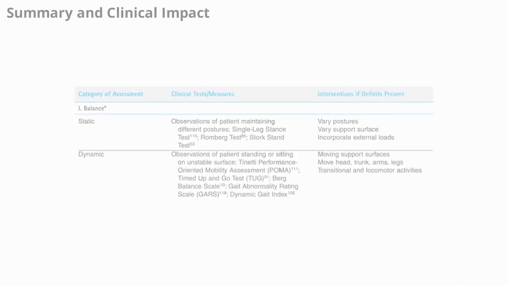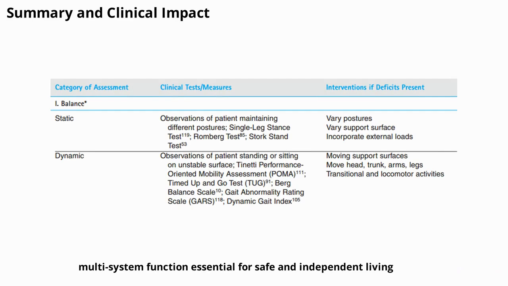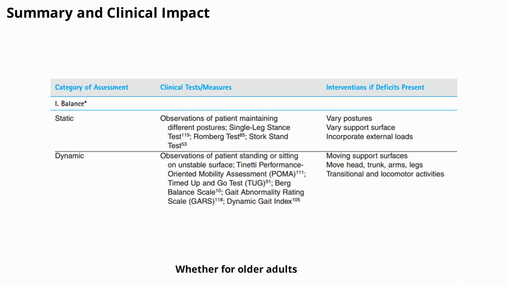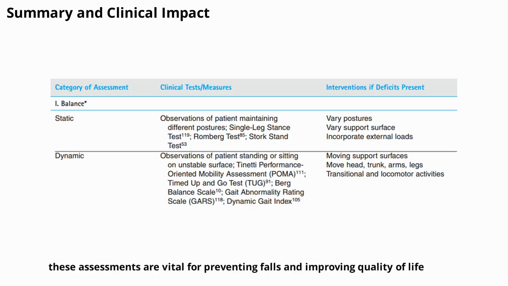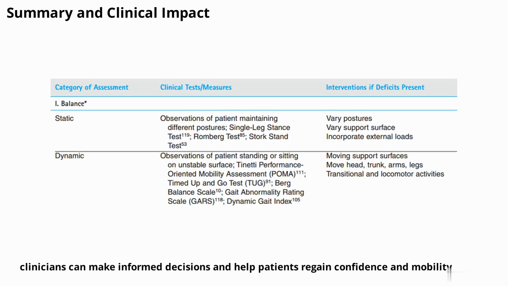Summary: balance is a complex, multi-system function essential for safe and independent living. Clinical assessment of balance involves understanding the underlying physiology, using standardized tests, and applying functional scales to identify deficits and guide interventions. Whether for older adults, stroke survivors, or those with Parkinson's disease, these assessments are vital for preventing falls and improving quality of life. By mastering balance assessment, clinicians can make informed decisions and help patients regain confidence and mobility.